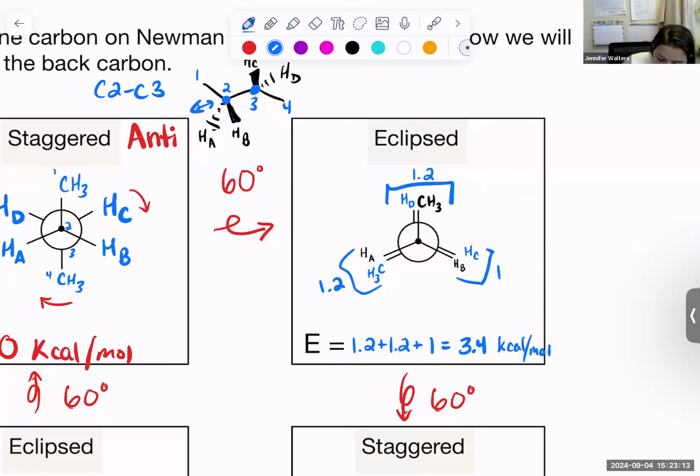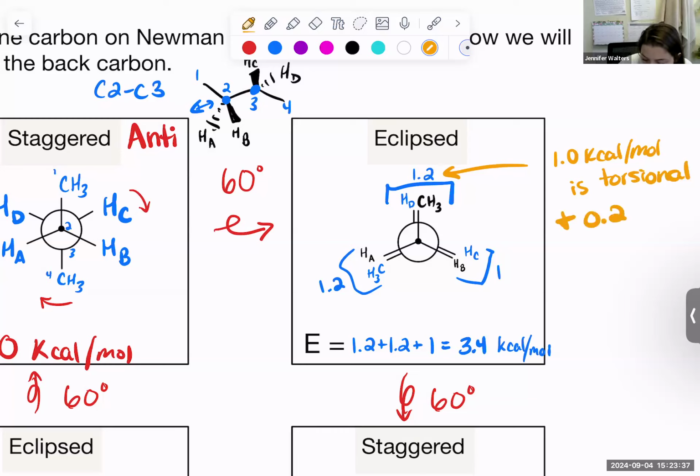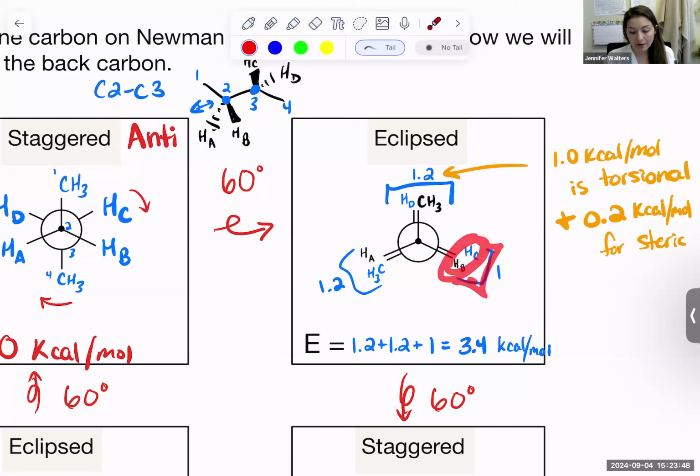The cool thing here is looking at this, I can know exactly how much of that energy is due to sterics. Because the torsional strain is 1 kcal per mole, that means I have 0.2 kcals per mole for this steric interaction. Because here, there are no sterics, this is telling me my torsional strain, where it's purely torsional, is 1 kcal per mole.